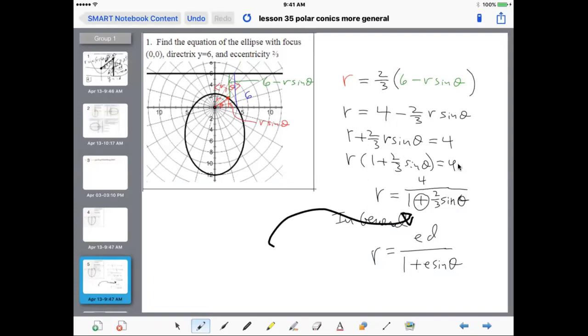But in general, the answer to 4A is ED over 1 plus E sine theta. So if the directrix is horizontal, it's going to be sine theta. And if it's y equals plus something, it's going to have a plus there. And if it's y equals minus something like yesterday, it's going to have a minus there.